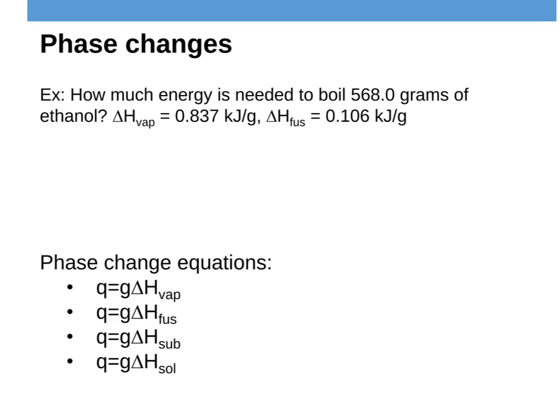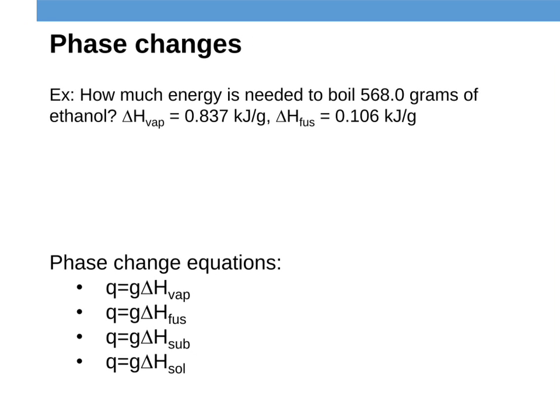So let's see, we have this question, which is: how much energy is needed to boil 568.0 grams of ethanol? And I gave you some values here. I have a heat of vaporization equals that, and a heat of fusion equals that. What you're going to want to do when you have these types of questions is say, okay, the question is telling me that I need to boil something. And I know that boiling is going from a liquid to a gas, or in other words, vaporization.